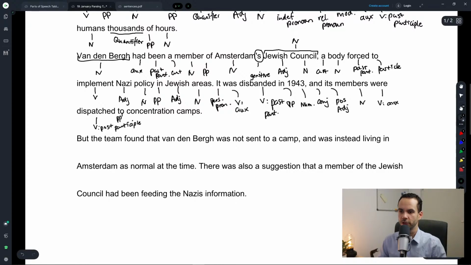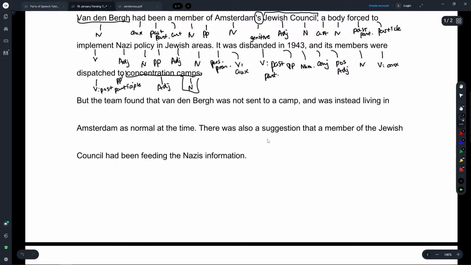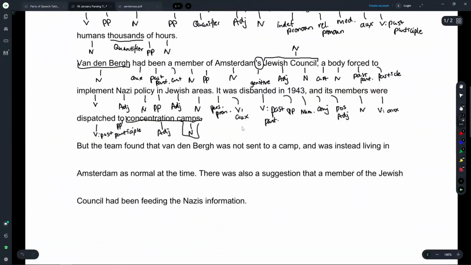To is our preposition. Concentration camps, again, we can either say concentration and camps as adjective and noun, or we can say concentration camps as one thing, and in that case, it would be a noun. Okay, let's move on. Well, we're nearly done with this text, which is excellent.